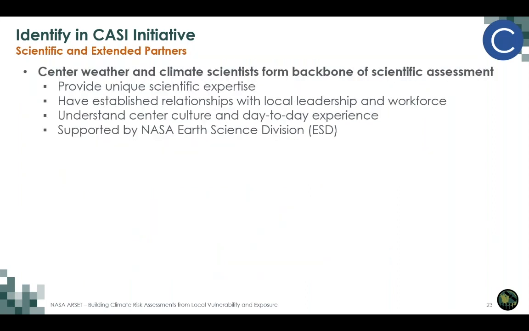We mentioned that CASI is a collaboration between scientists and managers. These scientists form the backbone of scientific assessment, ensuring that we have the most reliable and up-to-date information. Their unique scientific expertise allows us to make more accurate predictions and decisions, which is invaluable for both planning and crisis management. With established relationships with local leadership and workforce, these scientists are well positioned to communicate findings effectively and implement solutions promptly. These experts understand the center's culture and day-to-day experiences, allowing them to tailor their assessments and recommendations specifically to a center's needs.